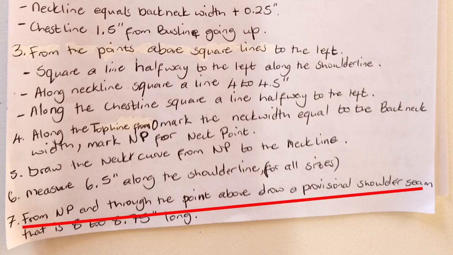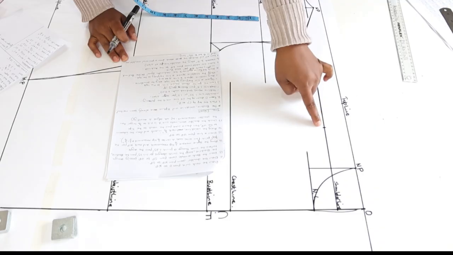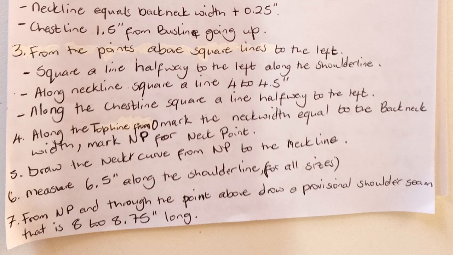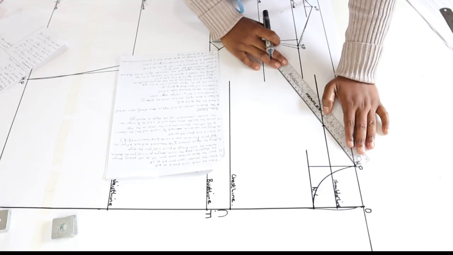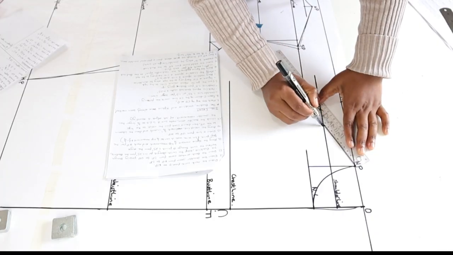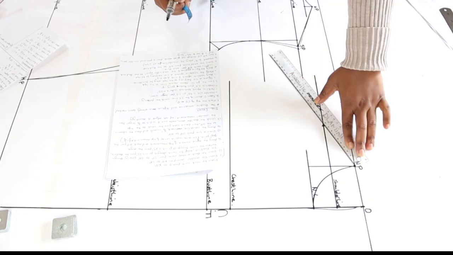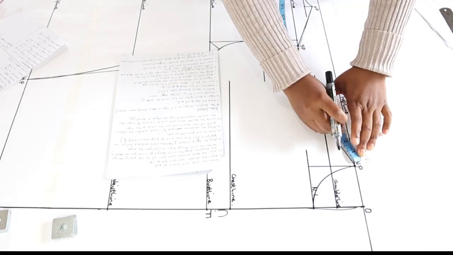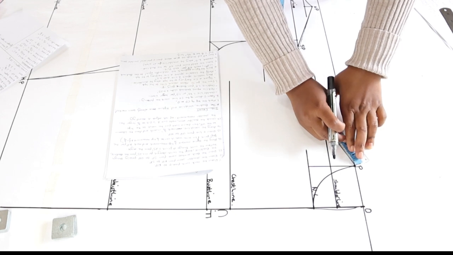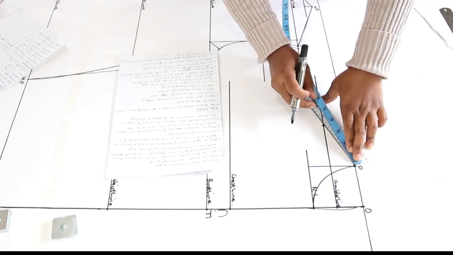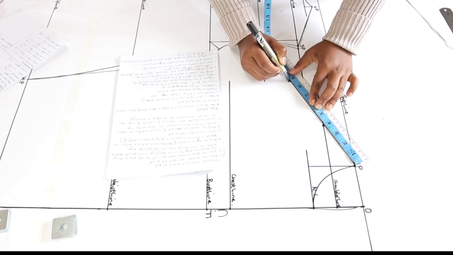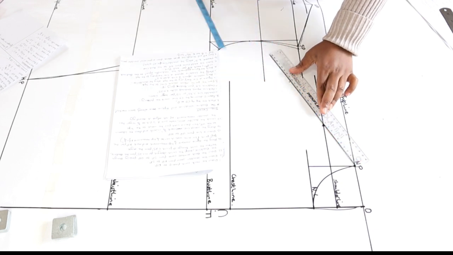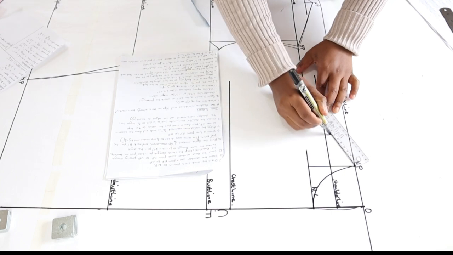And then from NP and through the point above, that is this point, we are going to draw a provisional shoulder seam that is going to be 8 to 8.75 inches long. Place our ruler from NP, make sure it crosses on this point. Draw a temporary shoulder line, which is going to be, I'll make mine 8.75 inches, like so. I make a point and thereafter I'm going to draw a line like that.